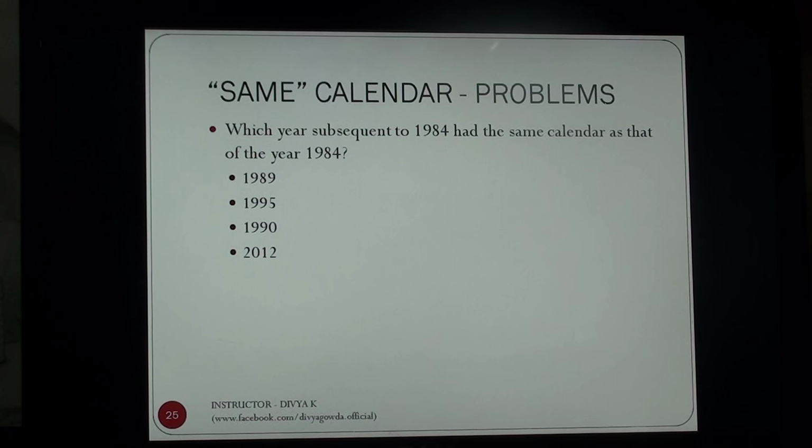One more question based on the same thing. Which year subsequent to 1984 had the same calendar as 1984? 1984, if you observe, is actually a leap year, because the last 2 digits 84 are divisible by 4. Therefore, you have to add what? 28. So what is 1984 plus 28? Obviously, you can see through the options and say the bigger number is 2012. So that has to be your answer.